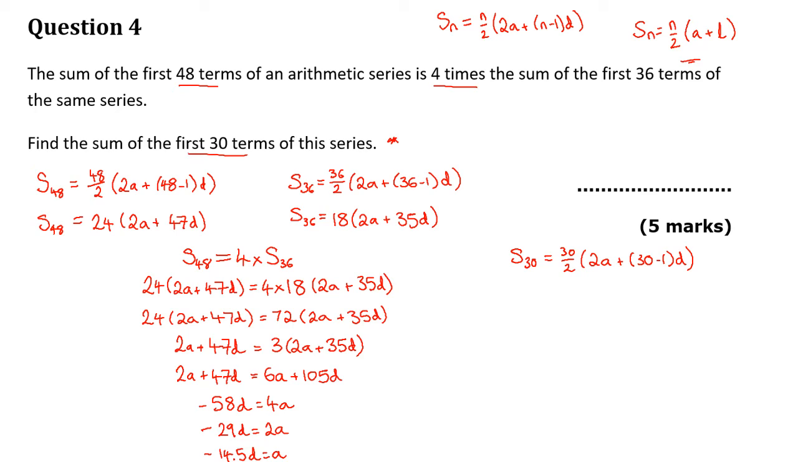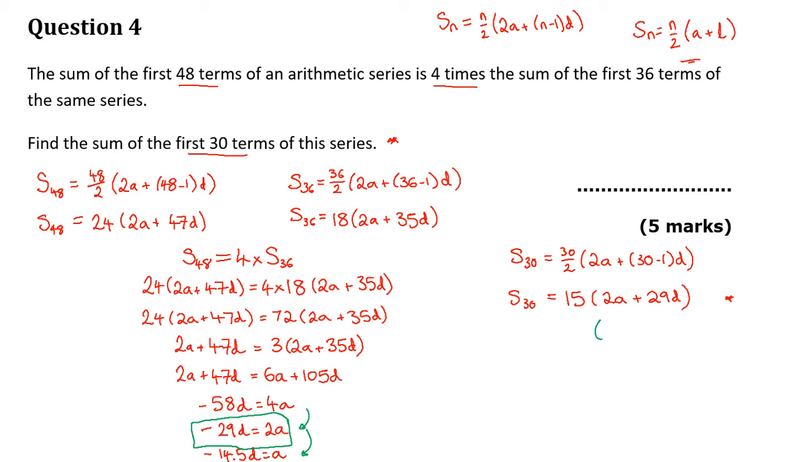Plugging 30 into the formula gives this, and simplifying gives this version. So that's the most simplified I've got for the sum to 30. And over here I've got a value for a which I could plug in. What's quite nice to see here is if you had added this step as we're simplifying, I can see here that 2a is equal to minus 29d. So that's quite a nice one to just substitute straight in.